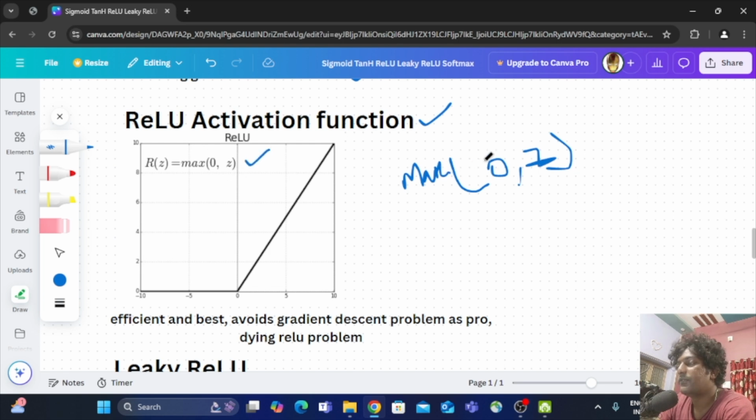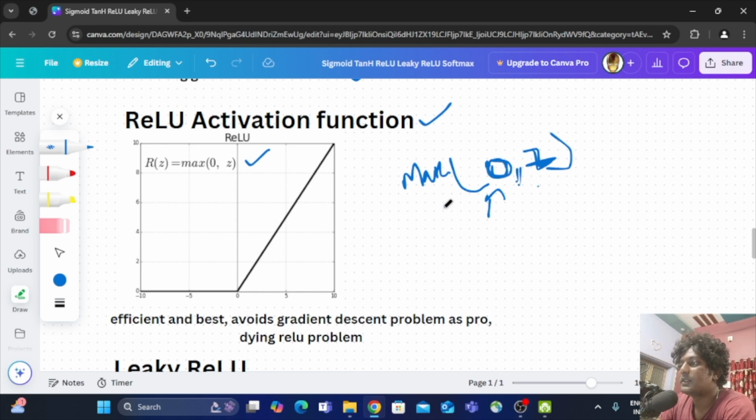For every negative input, it is scaled to 0. If the input is negative, it will be scaled to 0, but every positive input it can take. There is no problem for positive input, but any negative input will be scaled to 0, whatever it may be.